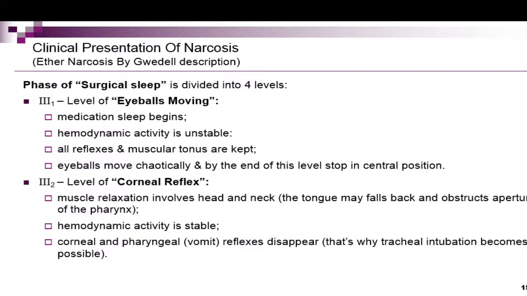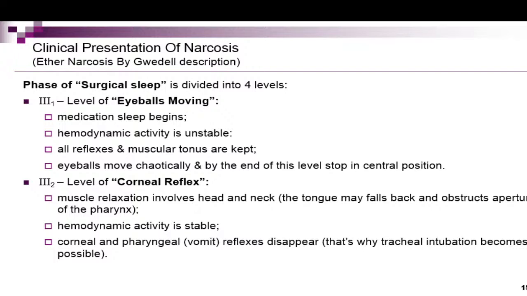levels of the narcosis. First level of eyeballs moving. This is medication sleep begins. The patient falls into very deep sleep. He doesn't feel anything, he doesn't hear, see, or anything, and we can begin surgical operation.